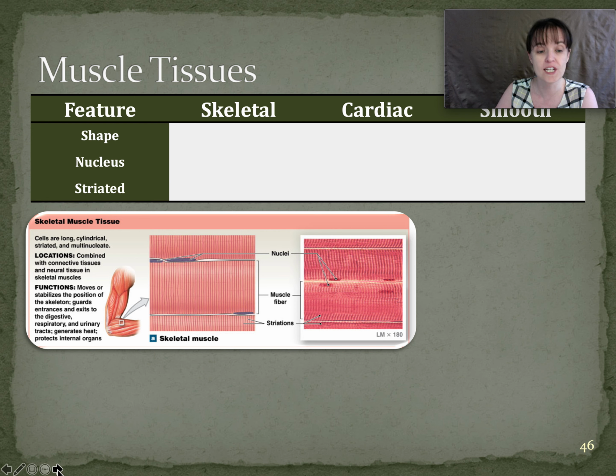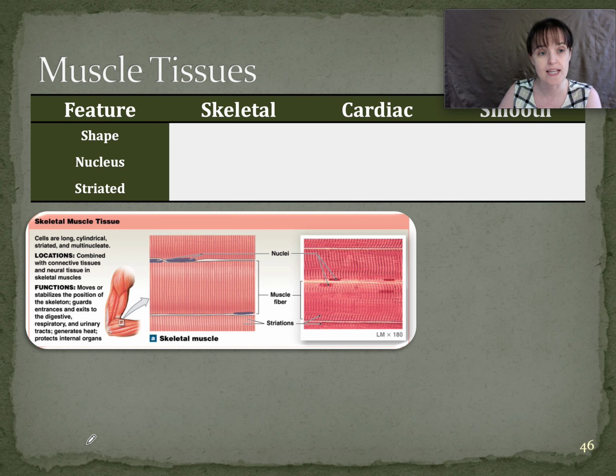And the function is to move the skeleton around, guards entrances and exits, generates heat, and protects you. So we'll get into that more. The shape are long cylinders. Think like pool noodles. Maybe like 10 pool noodles glued end to end, long ways. That kind of shape. Long, skinny cylinders.